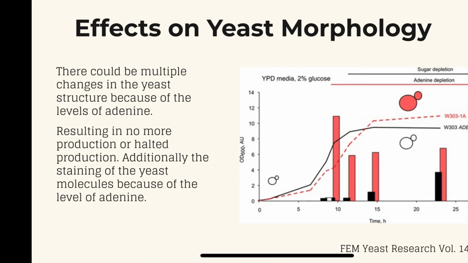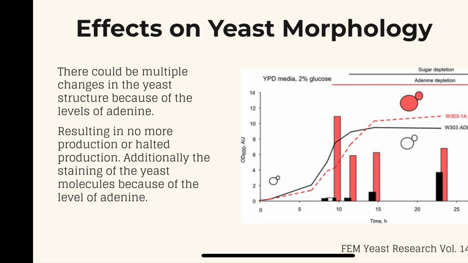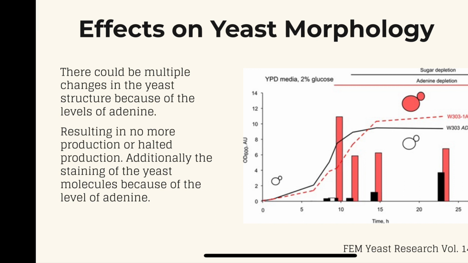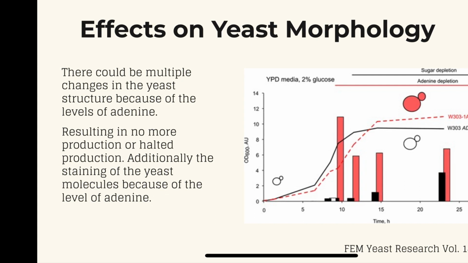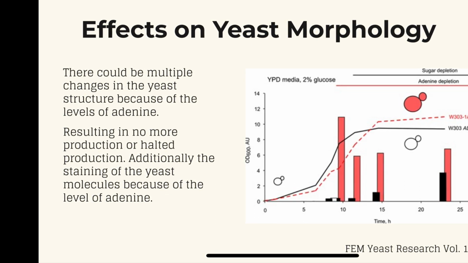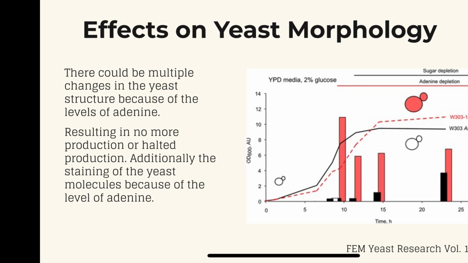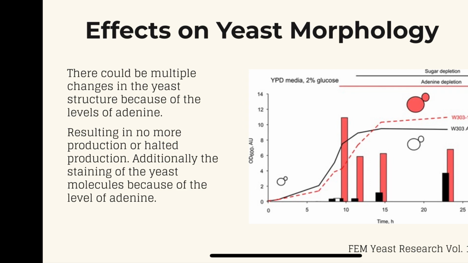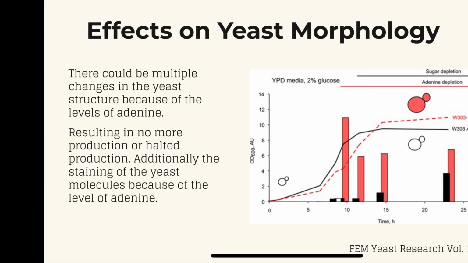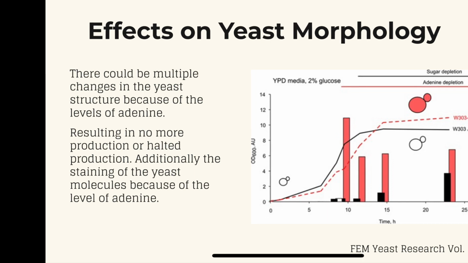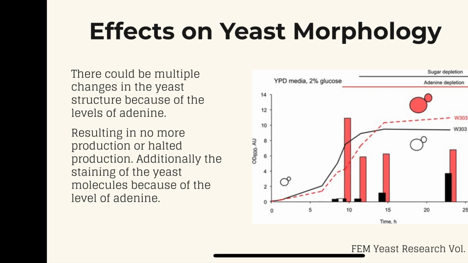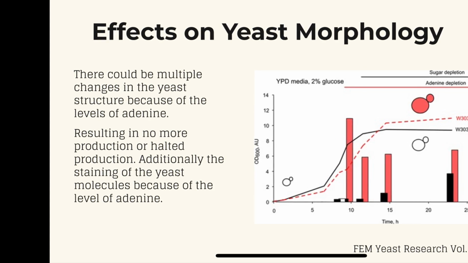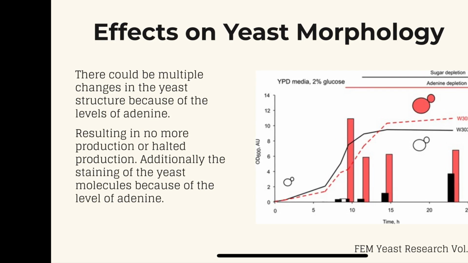And this is the last one, effects on yeast morphology. There could be multiple changes in the yeast structure just because of those levels of adenine, according to the FEMS Yeast Research Volume 14. This came out in 2014, coincidentally. I included their infographic. I found it actually really interesting, even though we are not to that level. They use a different yeast sample than us, obviously, but it kind of just showed me that the levels changed, resulting in no more production, halted production, and whatnot, because of that level of adenine.